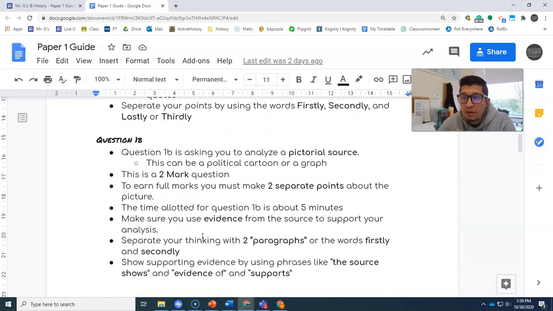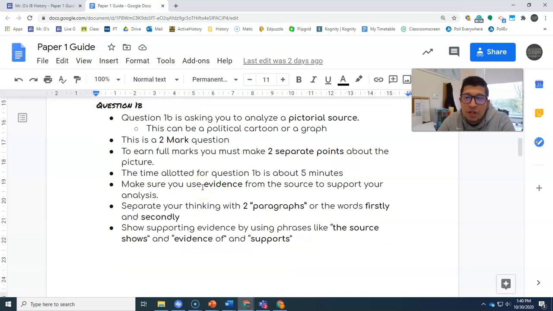Now on to question 1B. Question 1B is always a pictorial source. It is a 2-mark question. To earn full marks, you must write 2 separate points about the picture: 2 separate elements of the picture that you write about, explaining what you're seeing. Again, the time allocation is about 5 minutes, but for now you don't need to worry about time. You must use evidence from this source to support your answer.